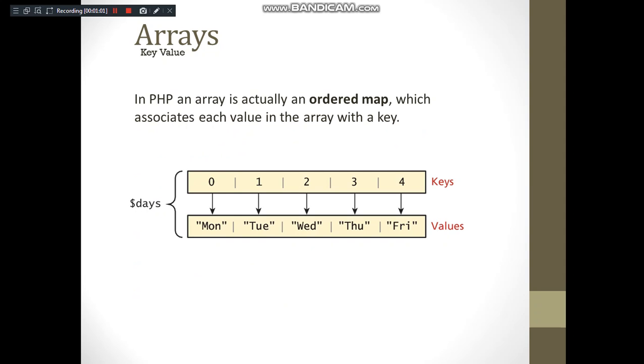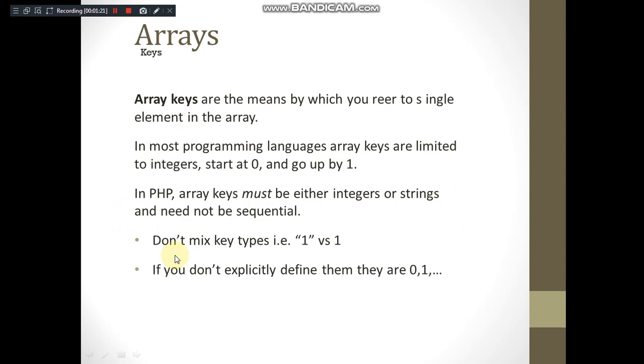So in PHP, an array is actually an ordered map like this, which associates each value in the array with a key. You can just observe the keys are 0, 1, 2, 3, 4, which we call indices or subscripts, and these are the values being stored in a variable $days. So array keys are the means by which you refer to a single element in the array. In most programming languages, array keys are limited to integers, start at 0 and go on incrementing by 1.